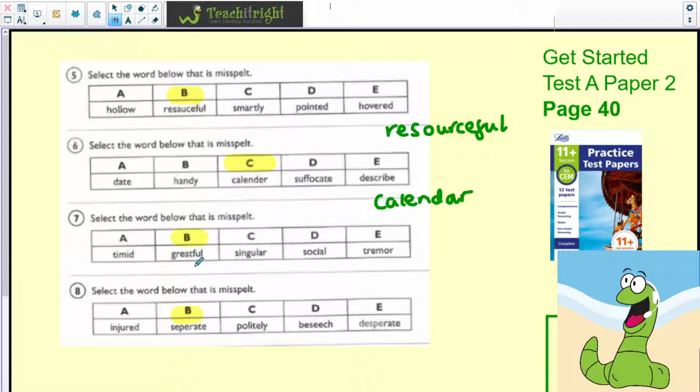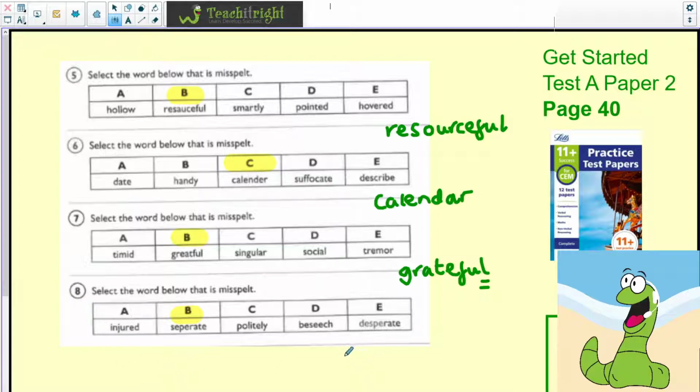And then we've got grateful. We don't spell grateful like that. We spell grateful like this. So GRATEFUL. And it does only have one L, so you just need to be careful if you ever use that word that you just put one L on the end. But the word you need to identify that was misspelled was B.